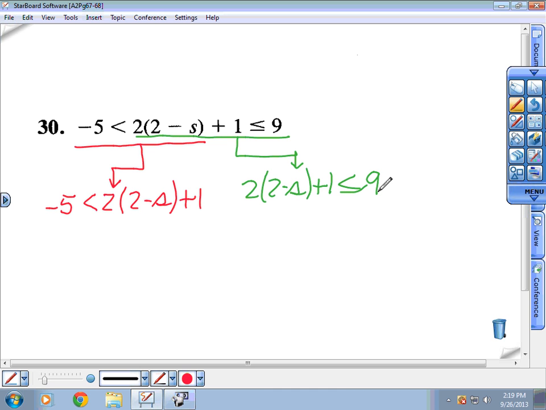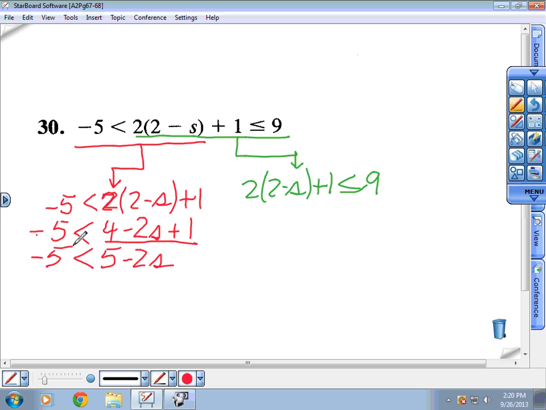So, solving them, we have to distribute our 2 here over top of this, so we get -5 on the left side is less than 4 minus 2s plus 1, distributive property. The next property is commutative property and substitution together, because I'm going to reorder this left side so that it's 4 plus 1, which is really 5, minus 2s, minus 5. And now I'm going to use the subtraction principle, and I'm going to subtract 5 from both sides.